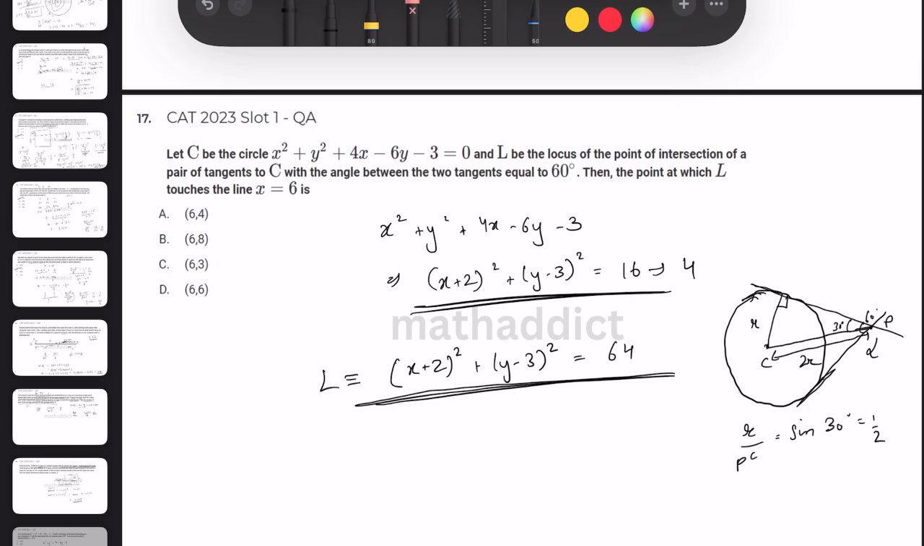So we are asked for the point of L which touches the line x equals to 6. So let's put x equals to 6 here. So we get 6 plus 2 squared plus y minus 3 squared equals to 64. 6 plus 2 squared is 8 squared, which is 64. So 64 gets cancelled here. So we are left with y minus 3 squared equals to 0, which means that y equals to 3.